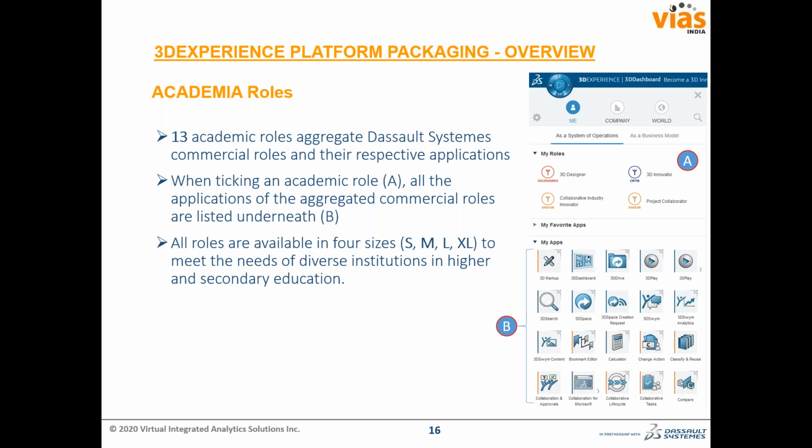Based on the 3DEXPERIENCE platform roles, there are basically 13 academic roles available under the platform for academia. And as we are working on cloud, these roles are divided into 4 sizes: S, M, L, and XL, small, medium, large, and extra large. Why is this required? Because when we work on cloud, there should be a predefined space available for each and every user to keep their data on the cloud. In the coming slide, you will find more detail about this.